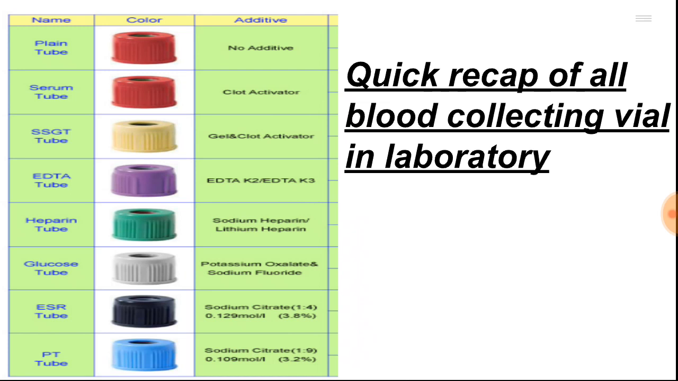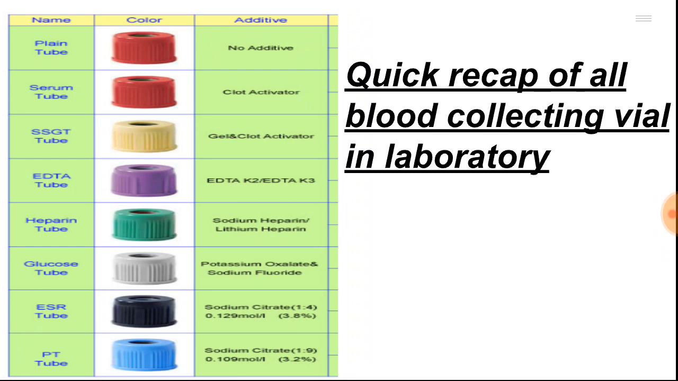Next is a quick recap of all blood collection vials in the laboratory. At first, the plain tube, where no activator or anticoagulant is added, and the blood simply coagulates. Then the serum tube, where a clot activator is present, that is silica or various types of ions that influence the clotting. Then the SST tubes, where a gel clot activator is present.